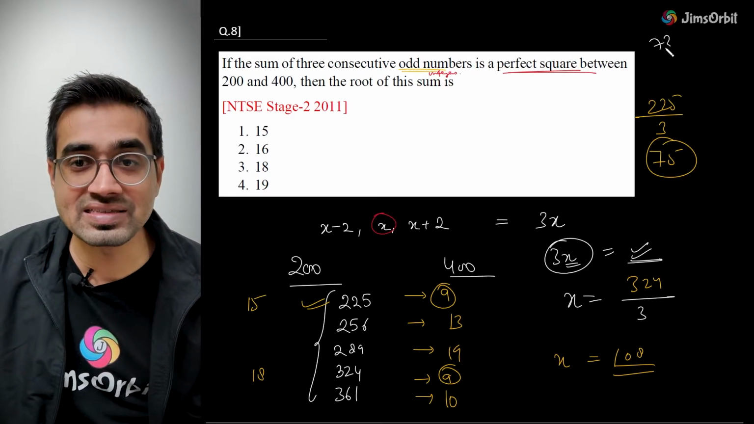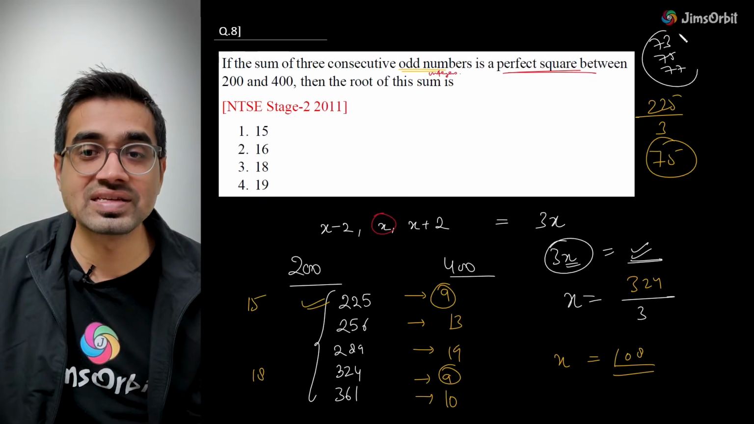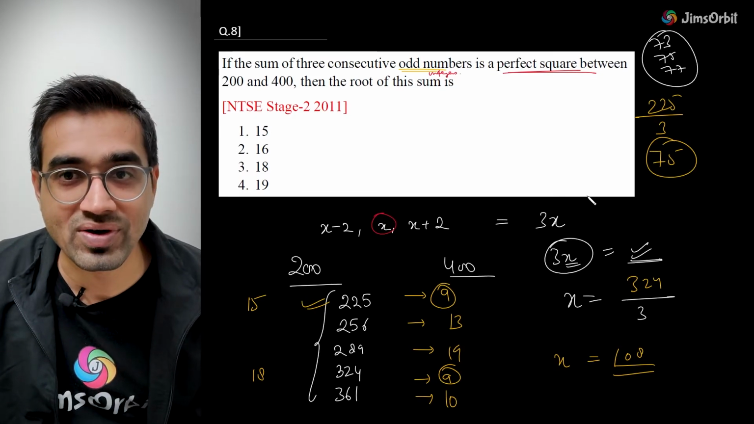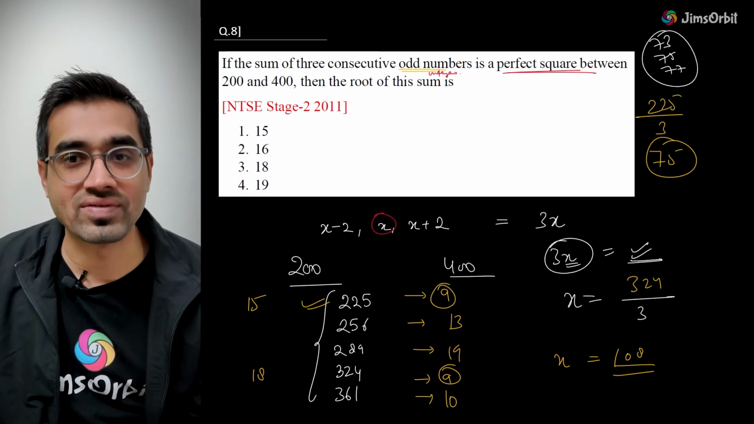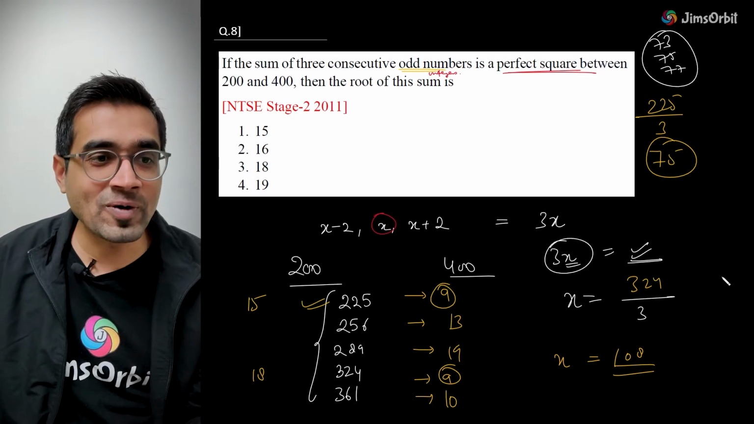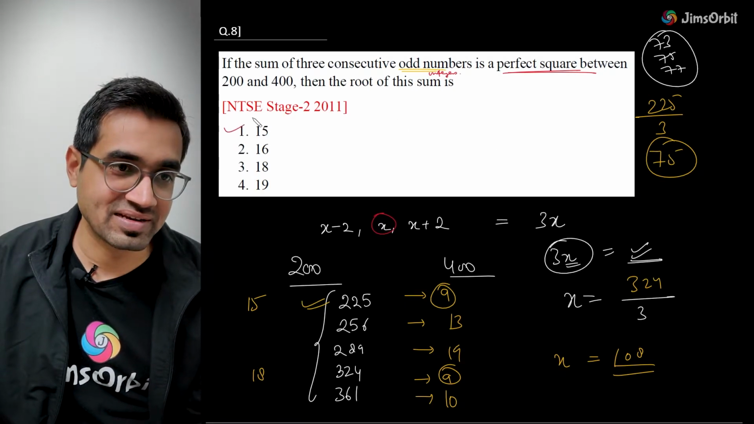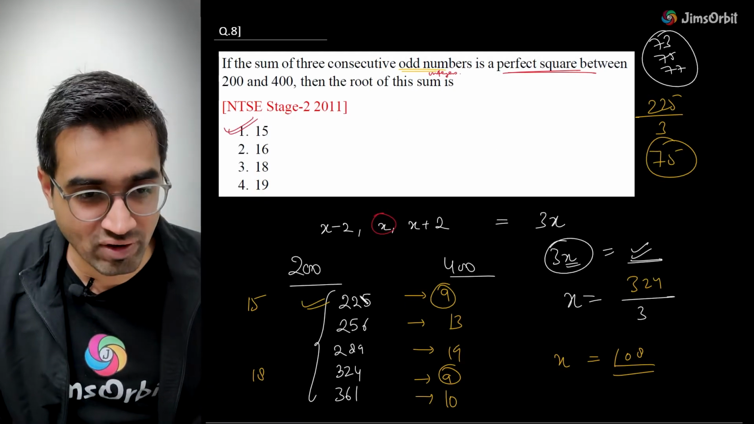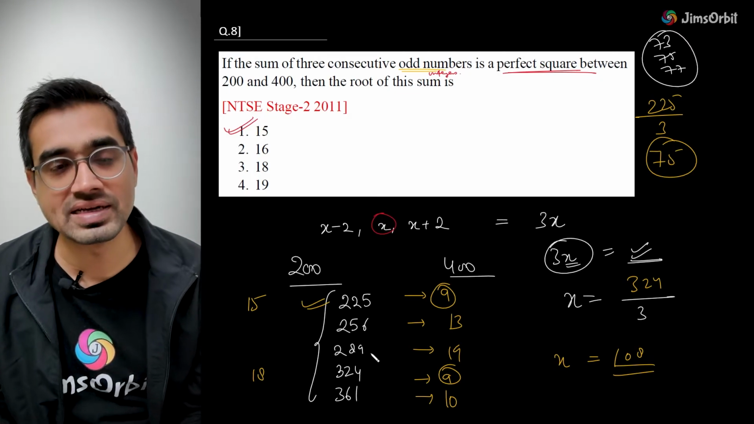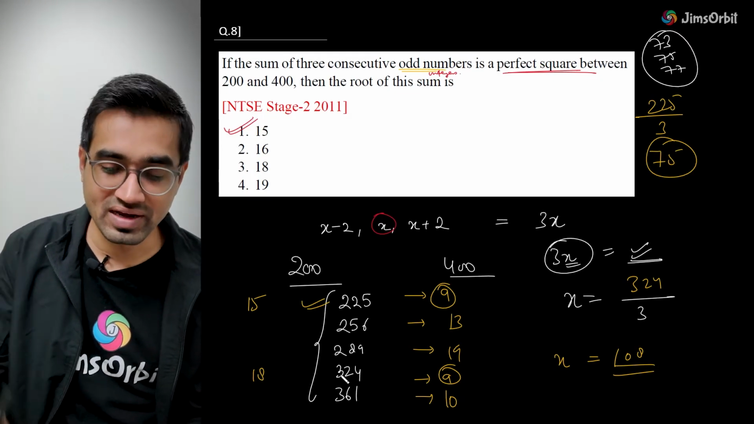So 73, 75 and 77. These are the 3 numbers. If you add them, you get 225. So our answer is 50. I hope you understand why I did all of this, to find and tell you why it was needed. Okay, let's do the next one.